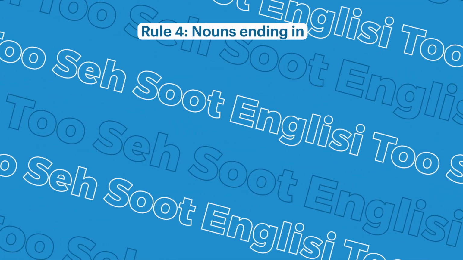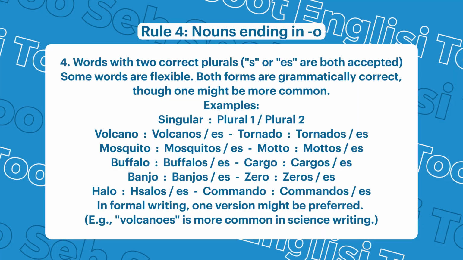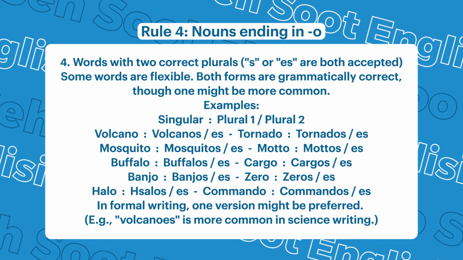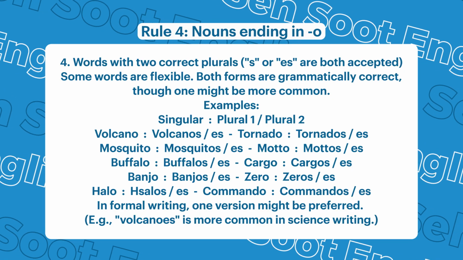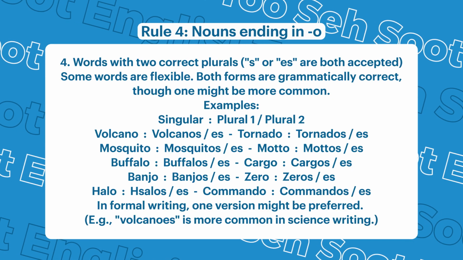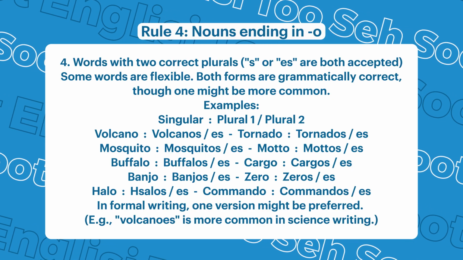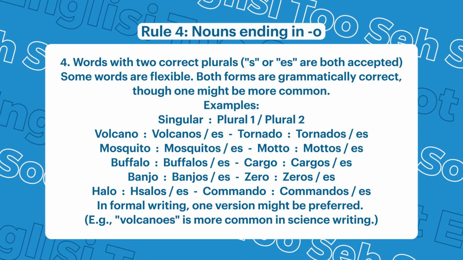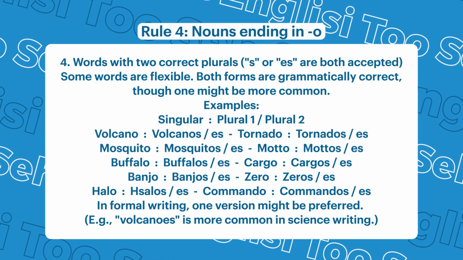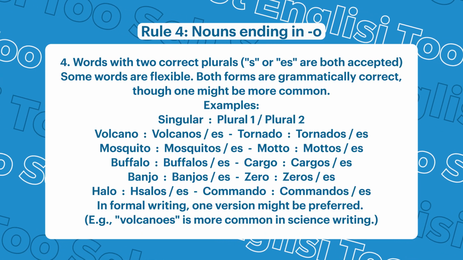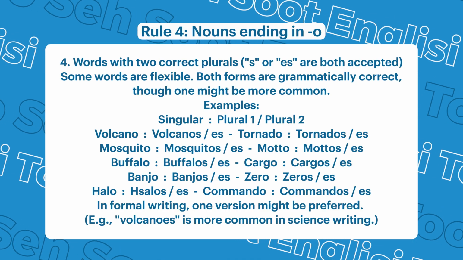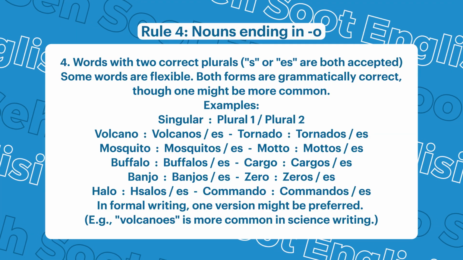Words with two correct plurals, s or es, are both accepted. Some words are flexible. Both forms are grammatically correct, though one might be more common. For example, volcano becomes volcanos or volcanoes. Note that there is no difference in pronunciation. Tornado becomes tornadoes, mosquito mosquitoes, motto mottos, buffalo buffaloes, cargo cargos, banjo banjos, zero zeros, halo halos, commando commandos. In formal writing, one version might be preferred. For example, volcanoes with es is more common in science writing.